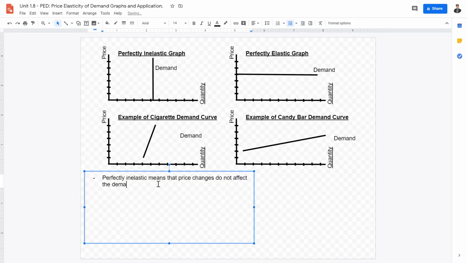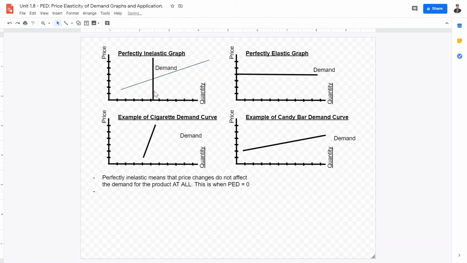Perfectly inelastic means that price changes do not affect the demand for the product at all. Let's put "at all" in all caps. And this is when PED equals 0. So when PED equals 0, price elasticity of demand is perfectly inelastic, which means the changes in price do not affect the quantity demanded at all.